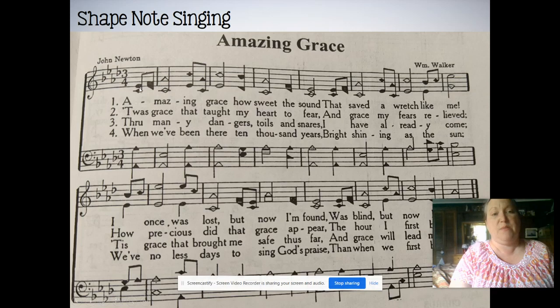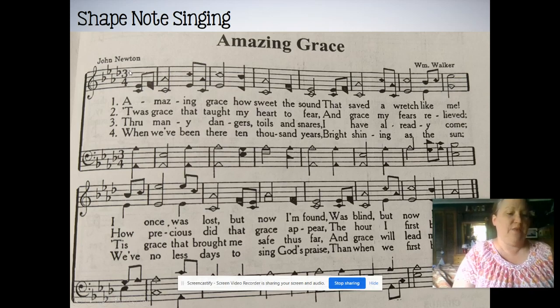Now, this is going to start on beat 3, because this is an anacrusis or a pickup note. So we're going to start on beat 3. I'm going to give you 2, and then we're going to count and tap this together. Are you ready? We're going to do it in the key of G.